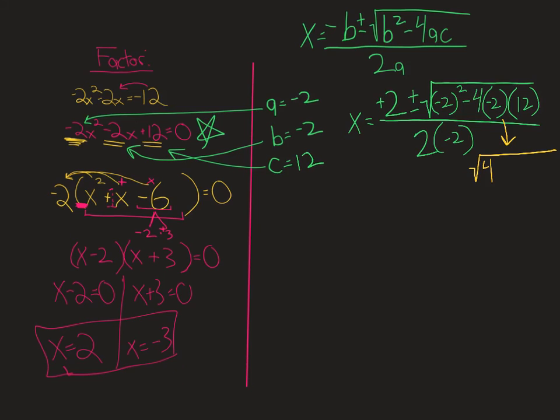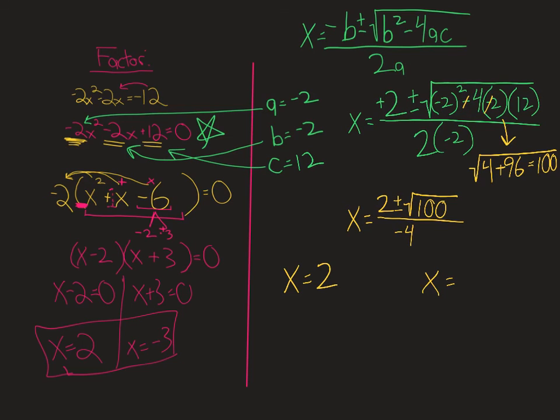-2 squared is 4, and then the 4AC, there's a pair of negatives that cancel, so it's really just 4 times 2 times 12. 4 times 2 is 8. 8 times 12, 96. And 4 plus 96 is just 100. So it's really just the square root of 100. That's kind of nice. So we have 2 plus or minus the square root of 100 over 2 times -2, or -4. So at this point I'll split, and I'll take that square root.